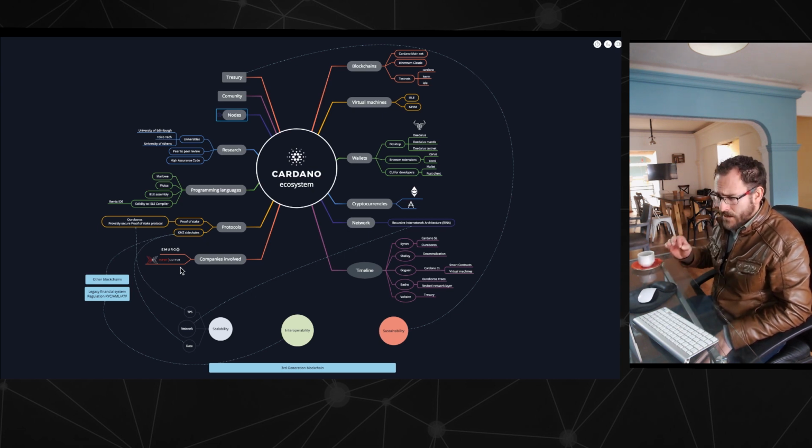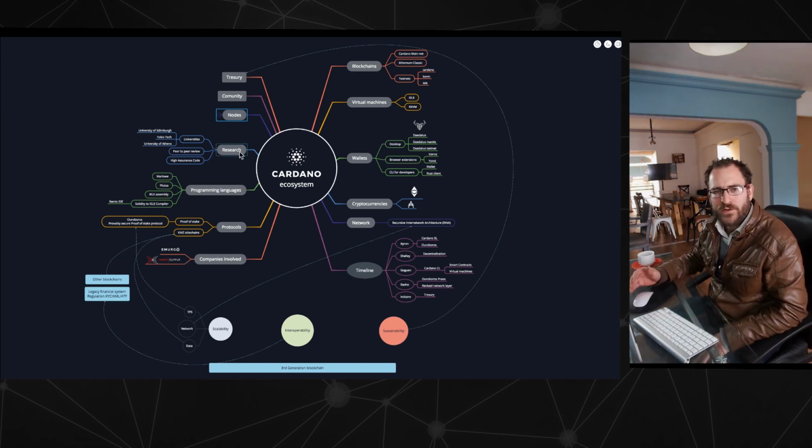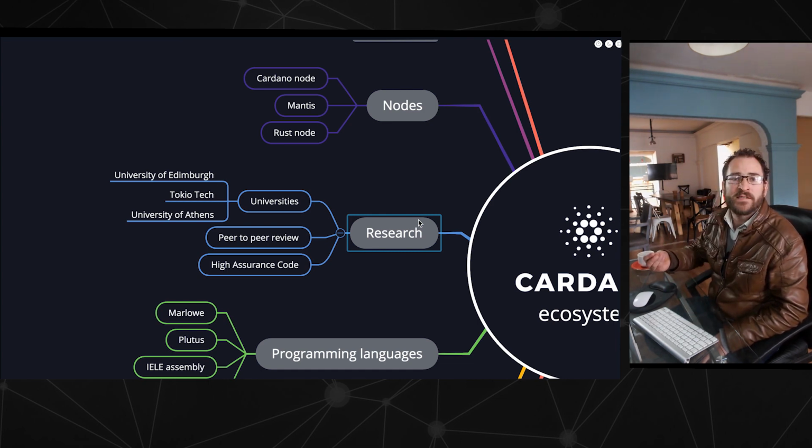So we have a couple of companies involved, Emurgo and IOHK. Then we have the research component. You can say research is kind of a foundational part of the system because almost everything that happens in Cardano comes from a research process. And they take it very seriously, and this is kind of a principle in the whole Cardano ecosystem, and they are making sure that everything they do is backed by science.